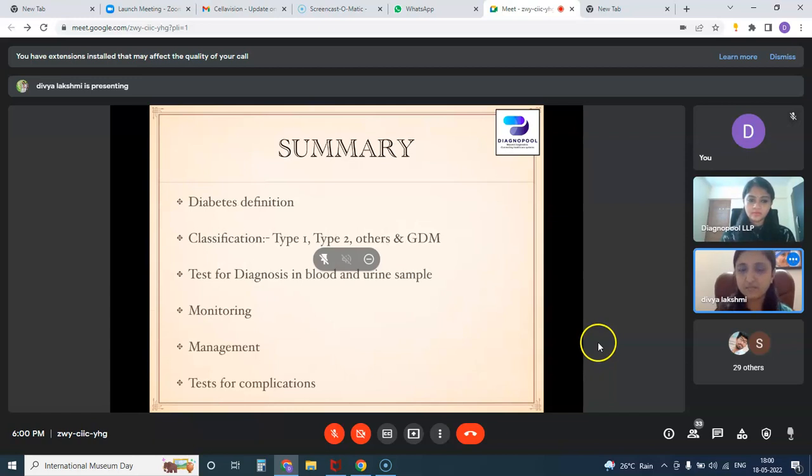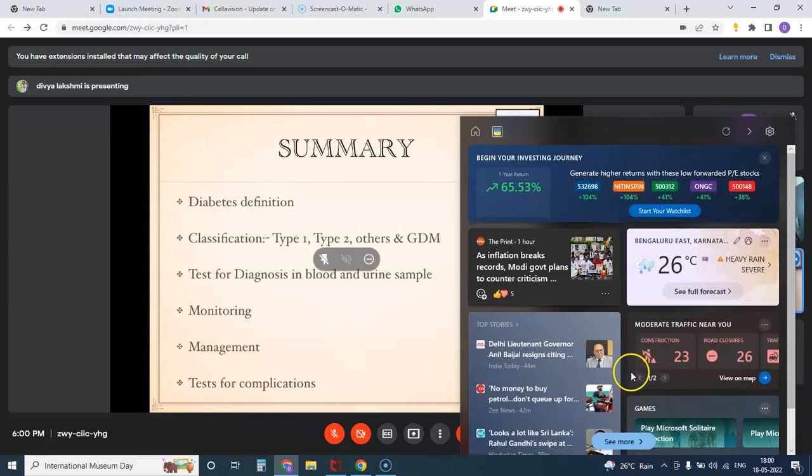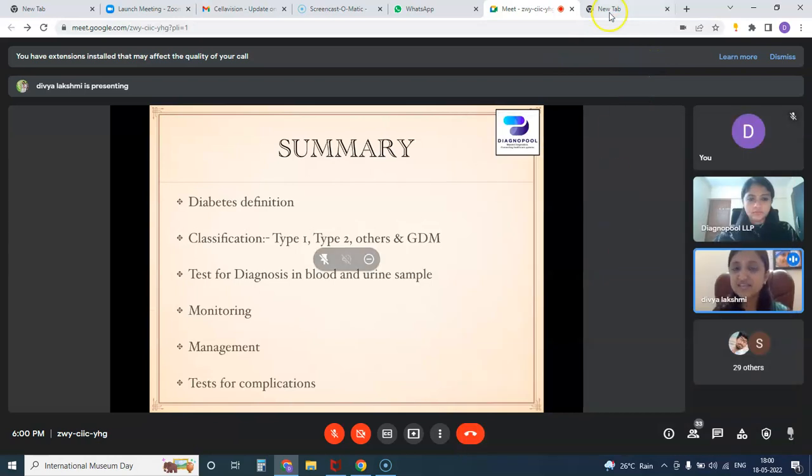So summarizing the whole presentation, we all have to know what is the definition of diabetes. And what are the types of diabetes we saw? That is type 1, type 2, GDM. What is the main difference? What is the test which is done to identify whether it is type 1 diabetes or type 2 diabetes? Next, what are the tests used for diagnosing diabetes in the blood sample, the urine sample? If the complications have occurred like diabetic ketoacidosis, what else we have to see in the urine?